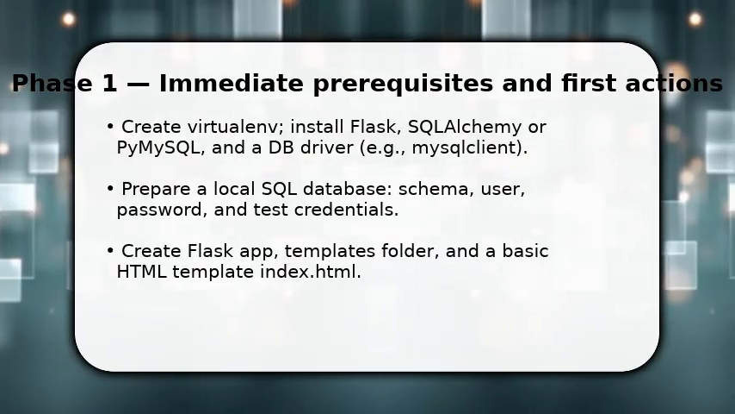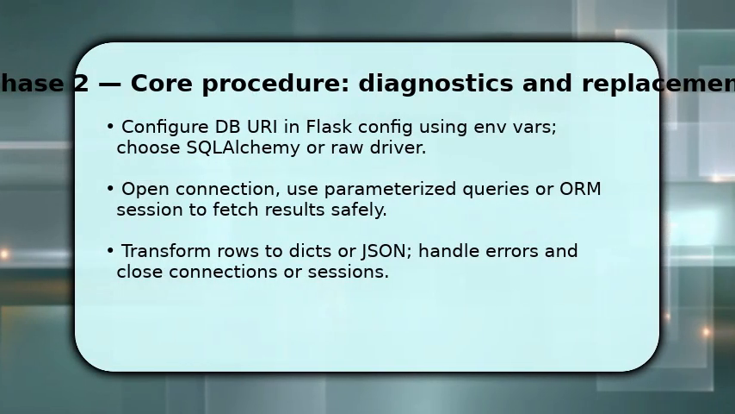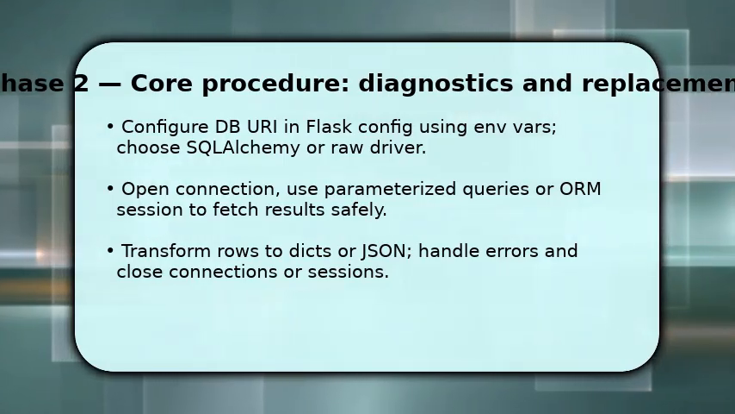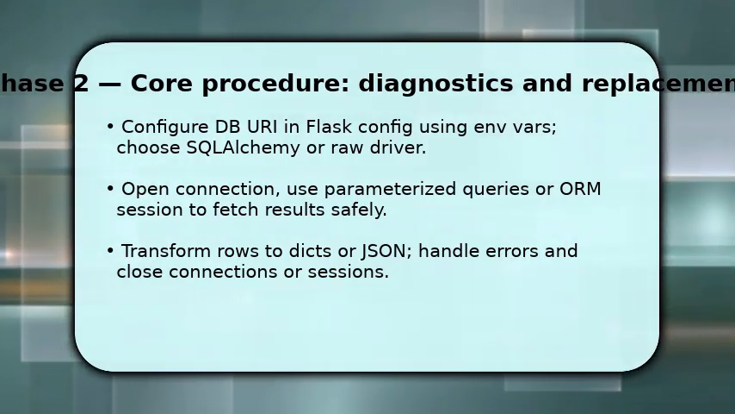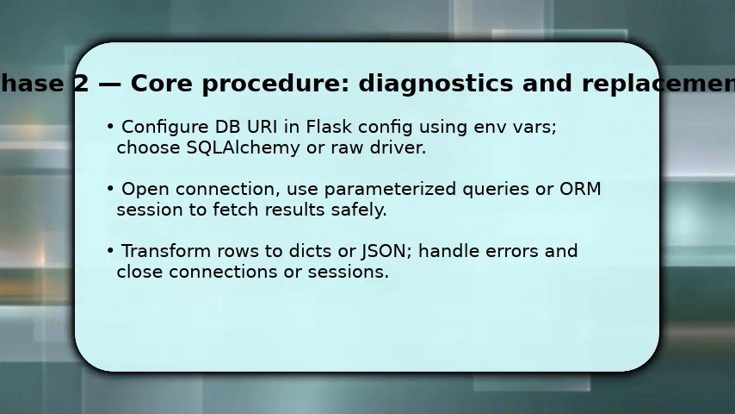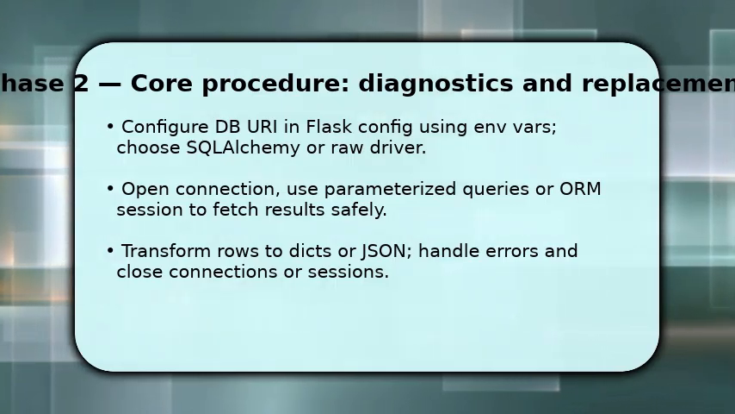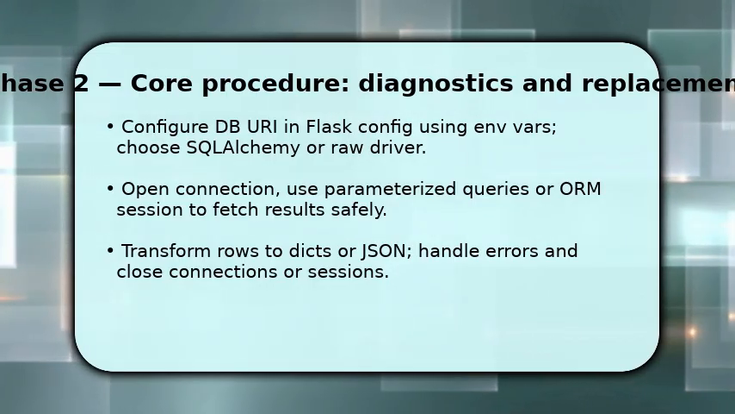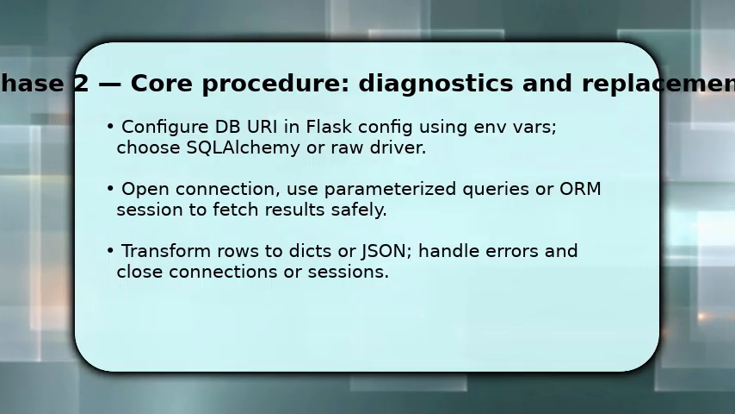Next, you wire Flask to the SQL database. Set the DB URI and app config using environment variables and initialize SQLAlchemy or a DB driver. Once connected, write parameterized queries or use ORM methods to query data. This prevents SQL injection. After you fetch rows, convert them to dictionaries or JSON-friendly structures so templates can consume them.